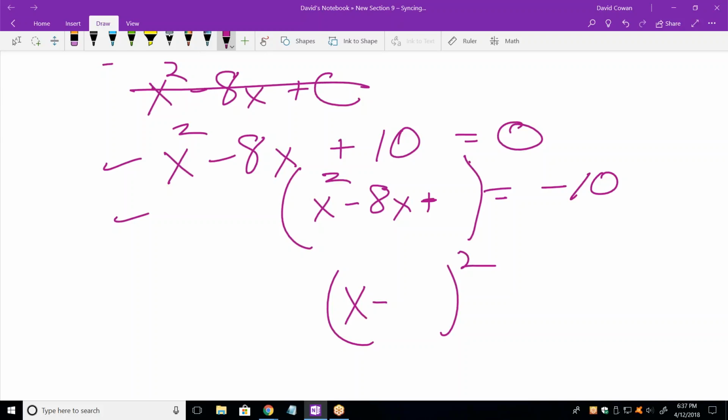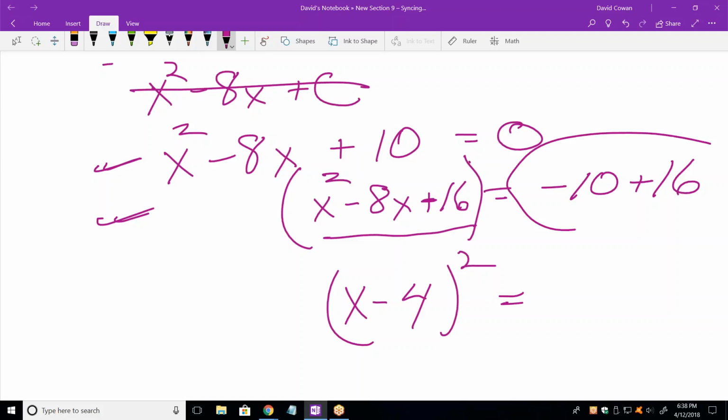Now I just added 16 to the left side of this equation, so I've got to add 16 to the right if I don't want to change anything. In other words, this equation right there is still the same as what I started with. It's just plus 6 at the end. Now, because I've completed the square, I can write that as x minus 4 quantity squared. Add these two together, you get 6.